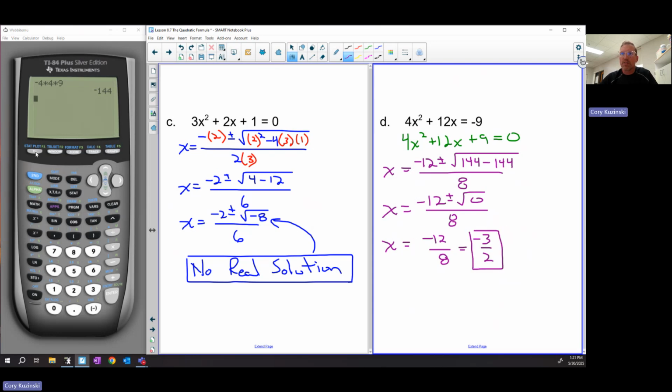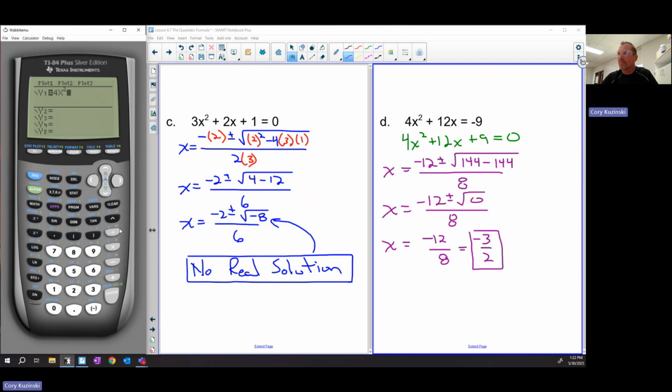Let's graph this one. What do you think this is going to look like when we graph it? 4x squared plus 12x plus 9. We're trying to find out where this equals 0. Hey, did I type that in wrong? I typed it in the wrong place. Got it. Graph. Okay, so let's try again.